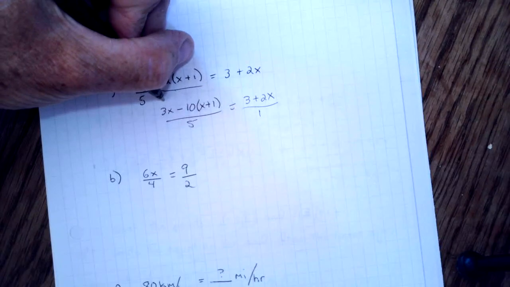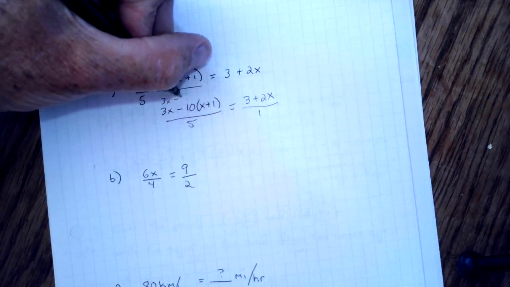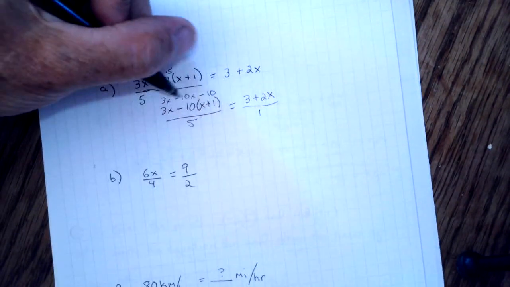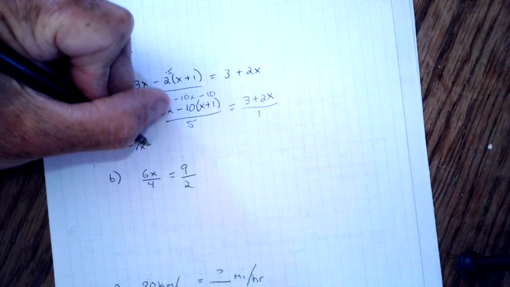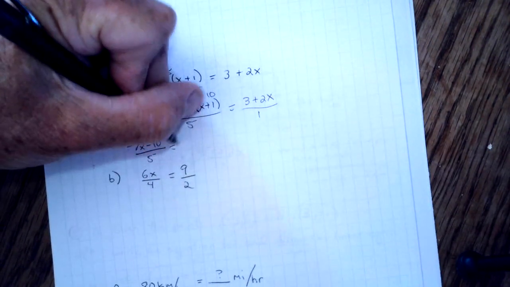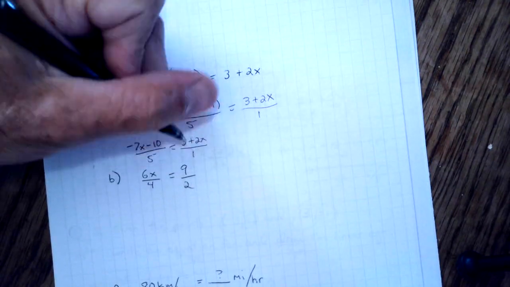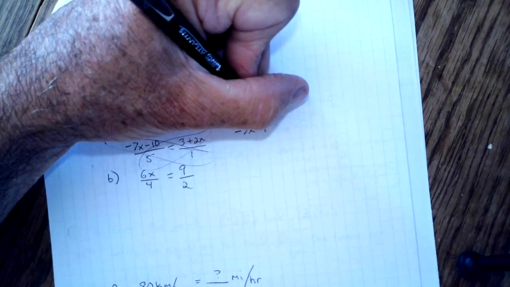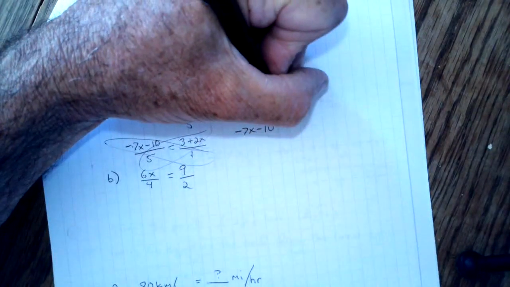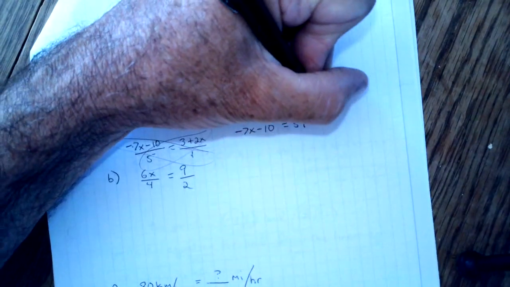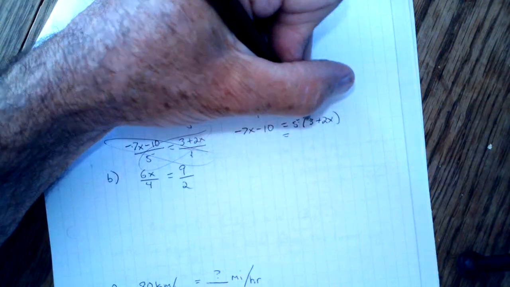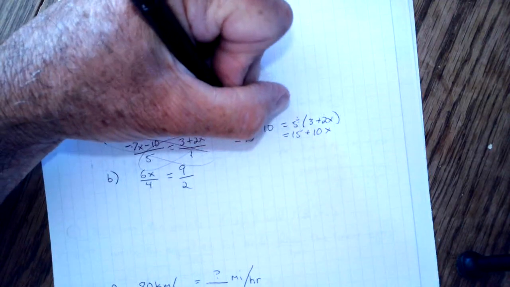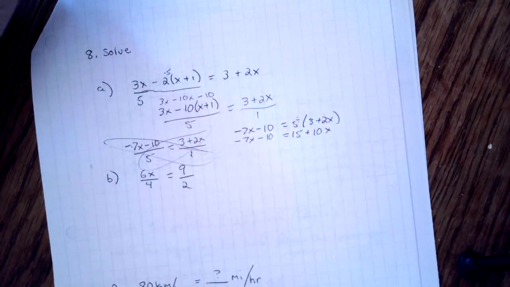Well, 3x minus 10 times x is 10x, and negative 10. Okay, so this is going to be negative 7x minus 10 over 5 equals 3 plus 2x over 1. Cross multiply, that times that equals that times that. So negative 7x minus 10, that's this times this, equals 5 times (3 plus 2x). So that's going to be 5 times 3 is 15, 5 times 2x is 10x. So I have negative 7x minus 10 equals 15 plus 10x.